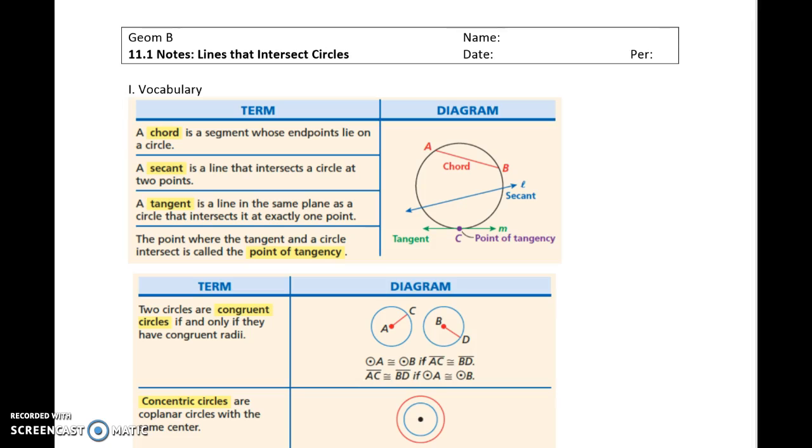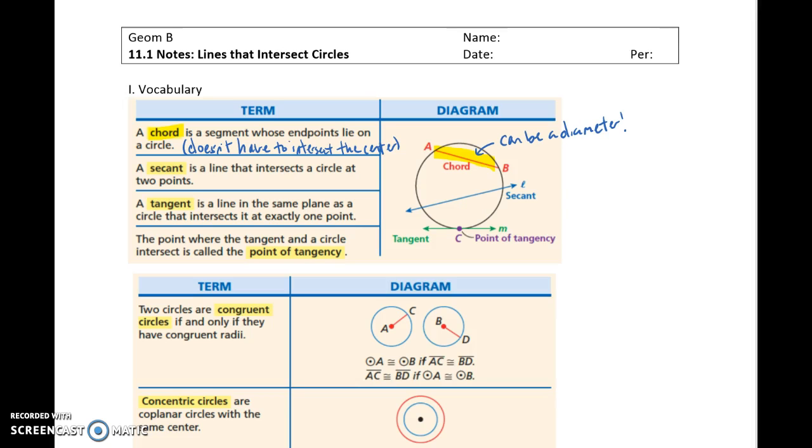So the first is a chord. A chord, like you see here, is a segment whose endpoints lie on a circle. For example, this chord AB. The chord can be a diameter if it goes through the center. So a diameter is a special chord. However, not all chords go through the center. Again, just to be specific, a diameter is always a chord, but not all chords are diameters.